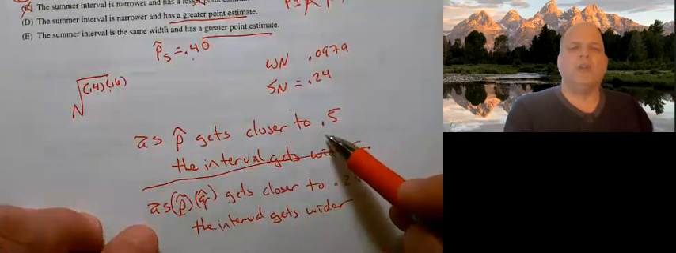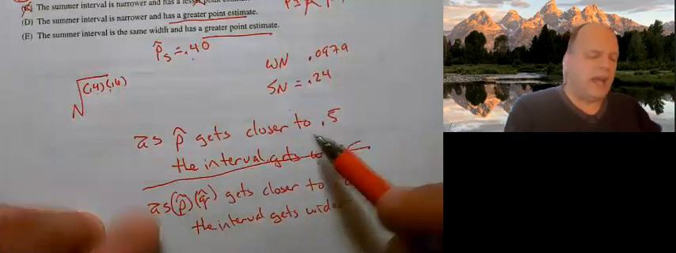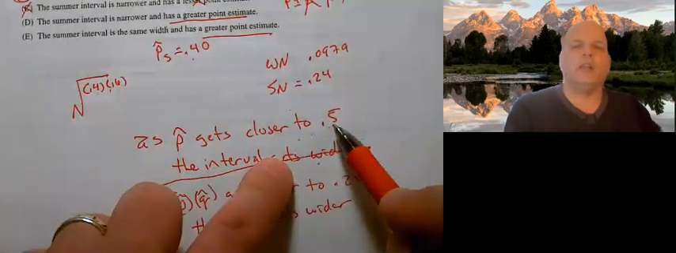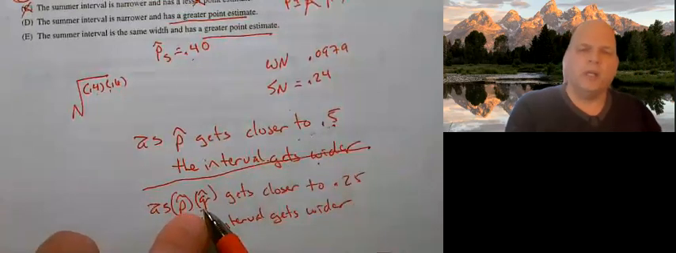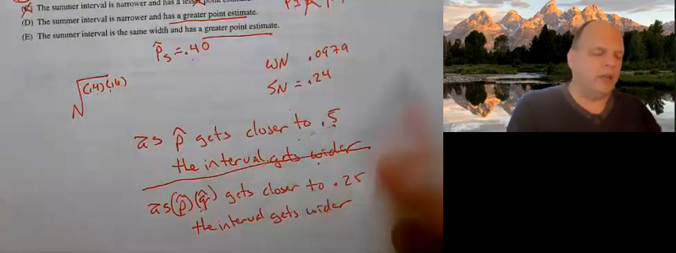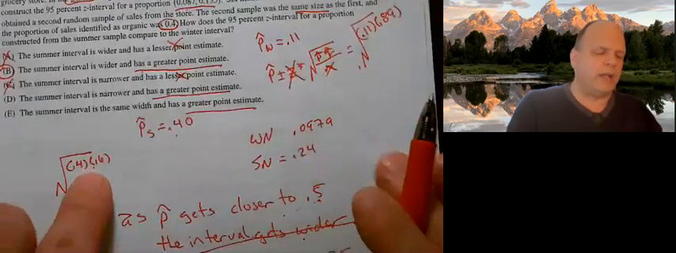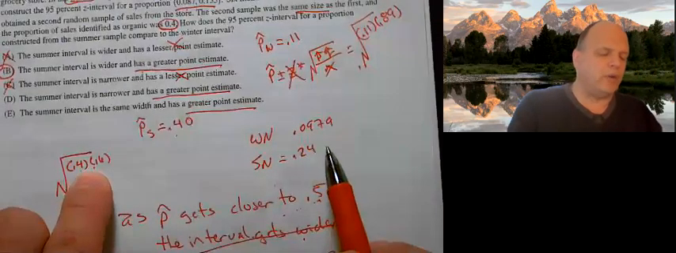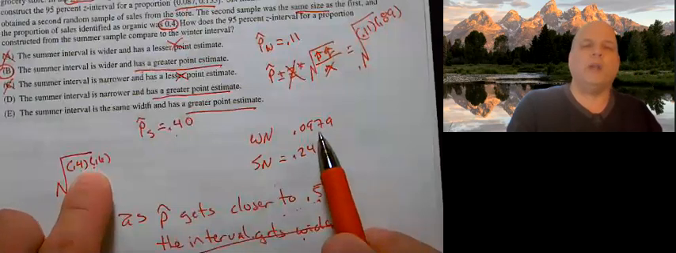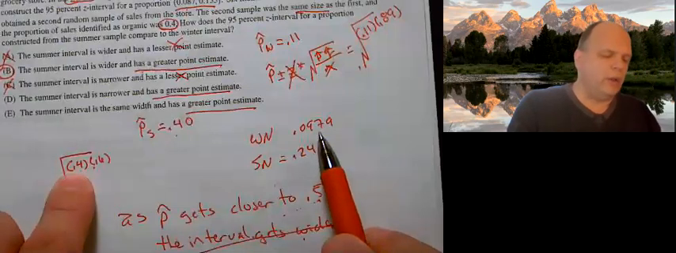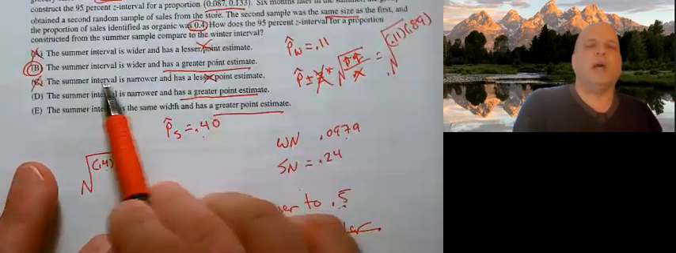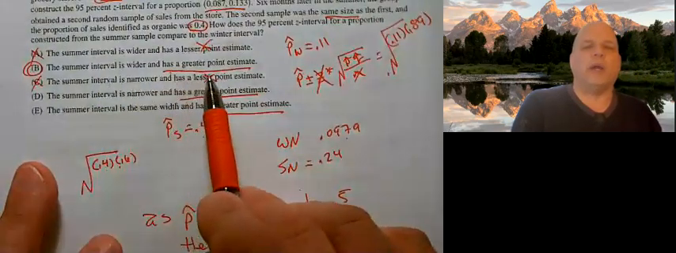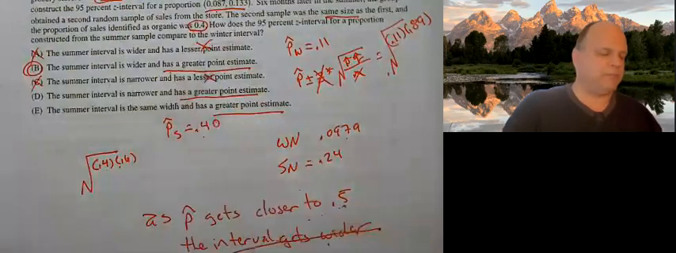As p hat gets closer to 0.5, the interval gets wider. Or as p hat q hat, in other words, when we multiply them, gets closer to 0.25, the interval gets wider. So this one had a p hat q hat of 0.24. This one is only 0.09. So the summer interval will be wider, and it has a greater point estimate.